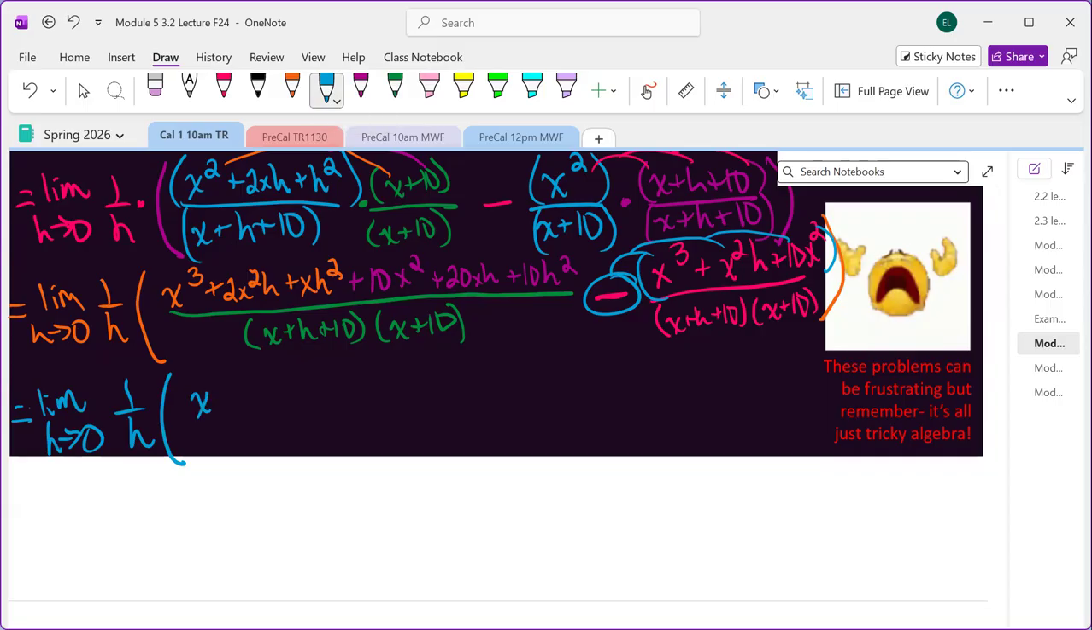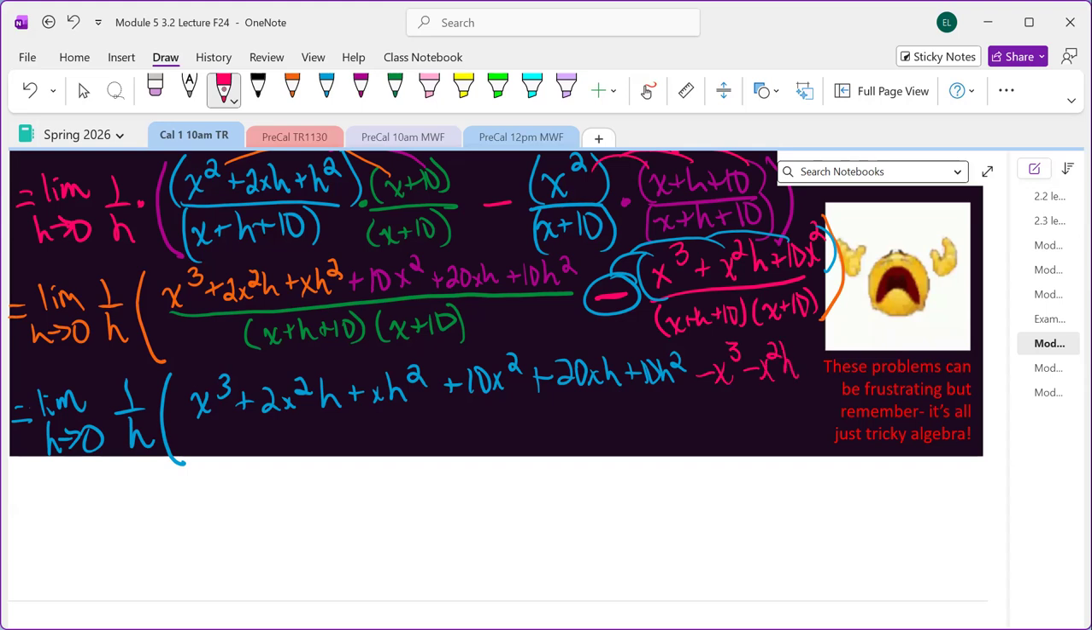All right, so on top, x cubed plus 2x squared h plus x h squared plus 10x squared plus 20xh plus 10h squared. Now it'll be minus x cubed, minus x squared h, and minus 10x squared.